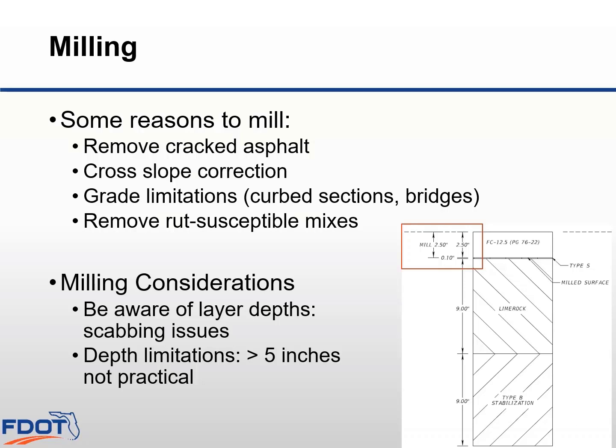Also, you may have an asphalt layer that is susceptible to rutting. This can be removed and rehabilitated by milling and overlaying with a stiffer mix. I also have a couple of milling considerations. The first one is related to scabbing.